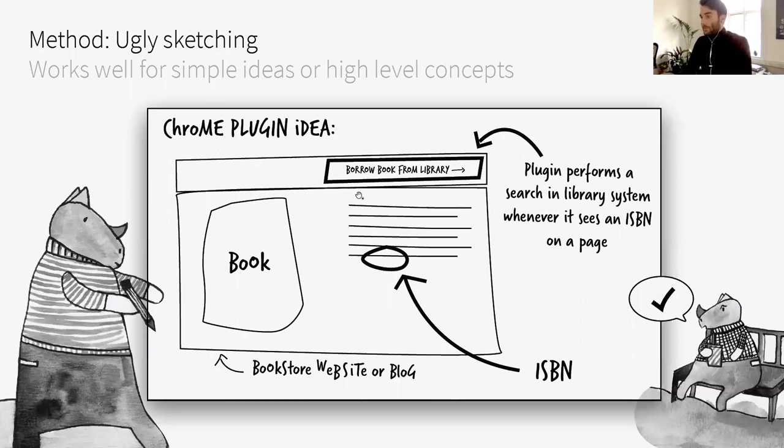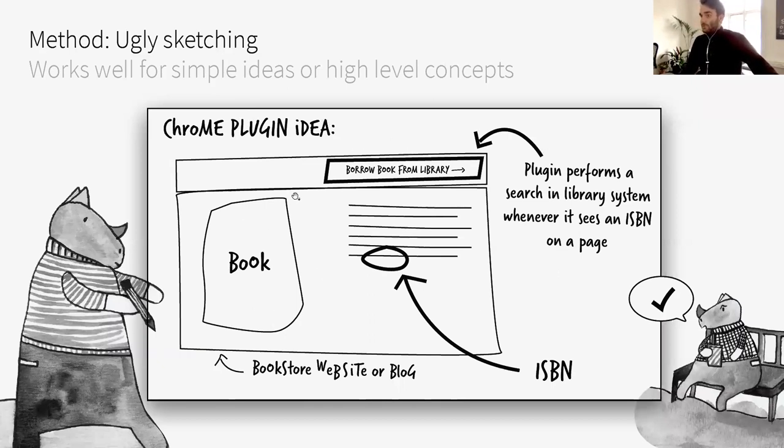Here I just came up with an example when doing this presentation. Let's imagine someone wanted to create a Chrome plugin that, whenever you're on a website, a blog, or a bookstore, you could install, and then there would be a button in the browser that checks if this book is available in the library, to encourage people to use the library rather than buying books. And that can be communicated in as ugly a sketch as the one I've made here. And I think the point gets across.